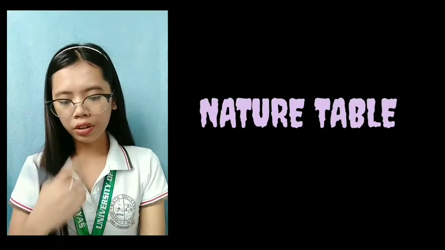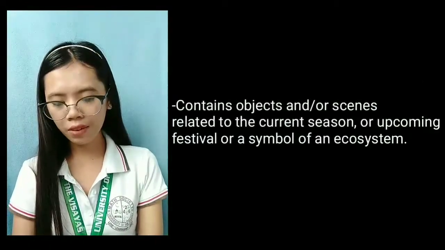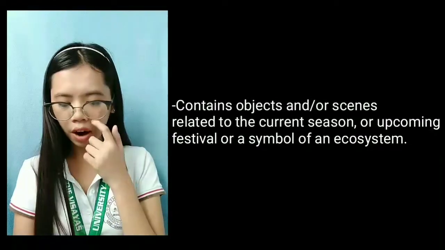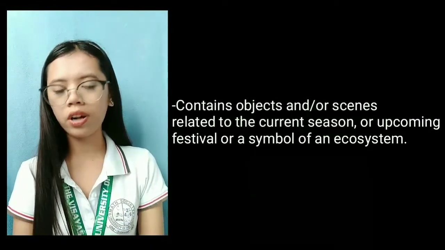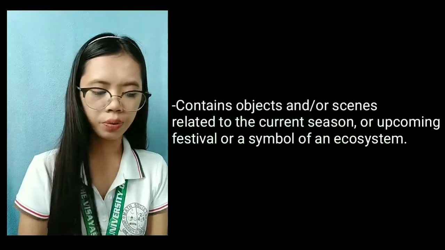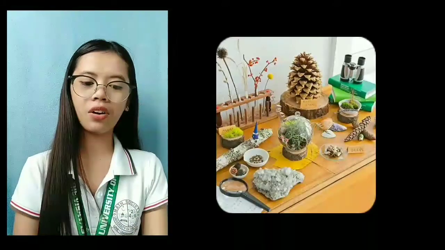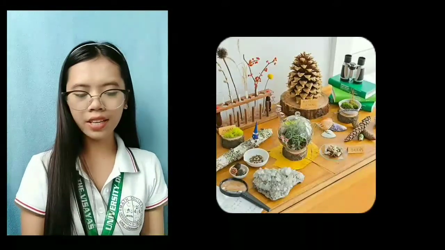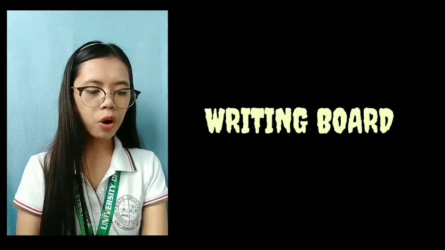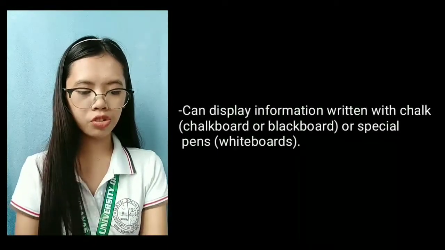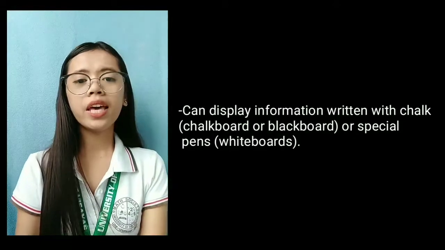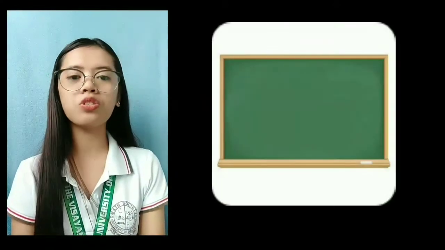The second one is nature table. So nature table contains objects and or scenes related to the current season or upcoming festival or a symbol of an ecosystem. So nature table allows the children to connect with the natural objects. So the third one is writing board. Writing board can display information written with chalk or special pens. So it is a very important tool used by the teacher to facilitate learning.